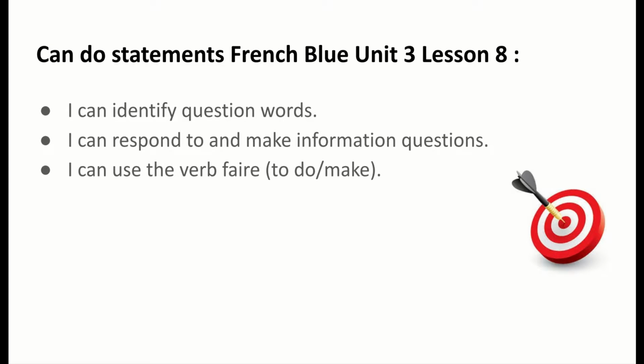Bonjour classe. Maintenant, j'ai les objectifs pour Unité 3, Leçon 8. So here are our objectives for Unit 3, Lesson 8.